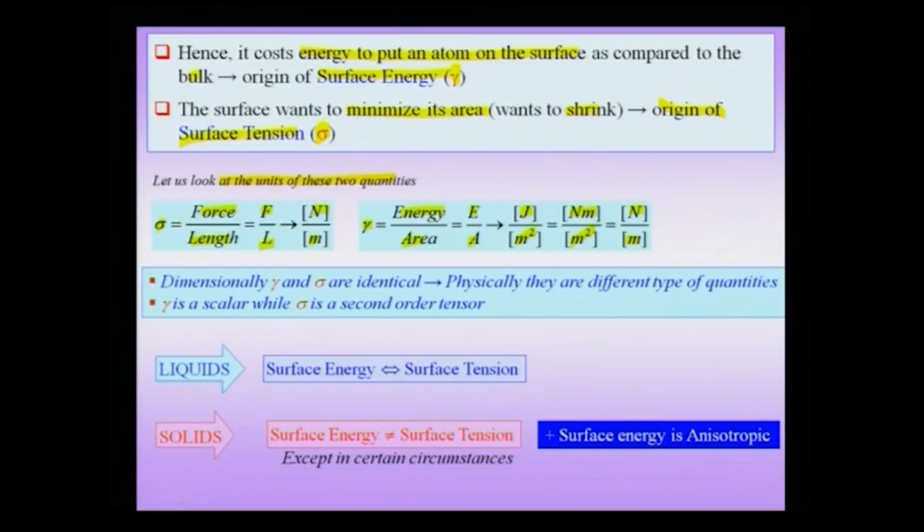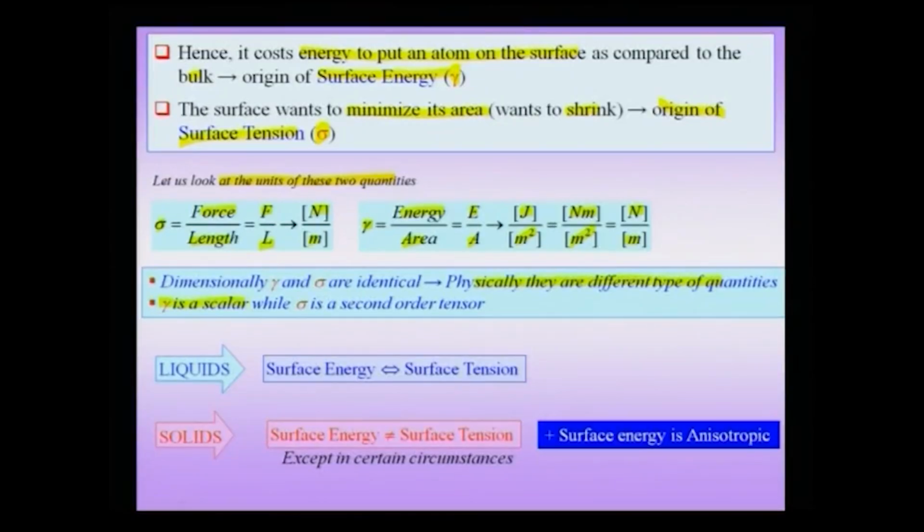Just because they are dimensionally identical, we should not think they are identical quantities. Physically, these represent very different types of quantities. Gamma, the surface energy, is a scalar, while surface tension is a second order tensor. Further, we will see very soon how these two quantities are different, how we should differentiate liquids and solids with respect to these quantities, what additional quantities and parameters I need to consider when talking about solids and liquids, and more importantly, what is the true origin of this surface tension. So, these are things we will consider next.